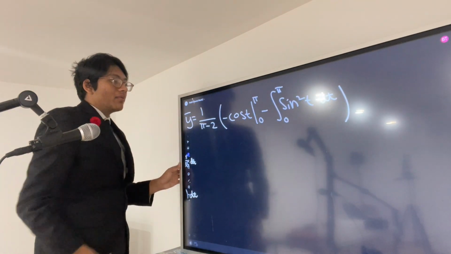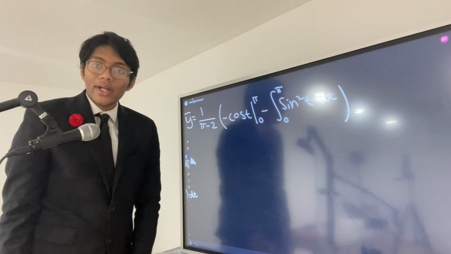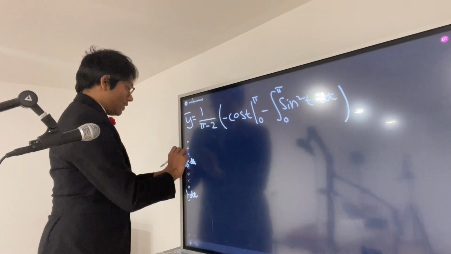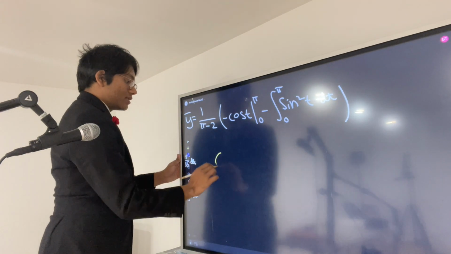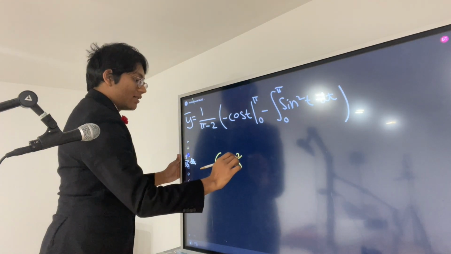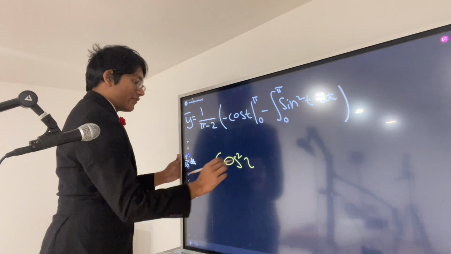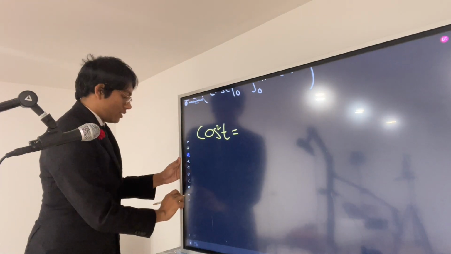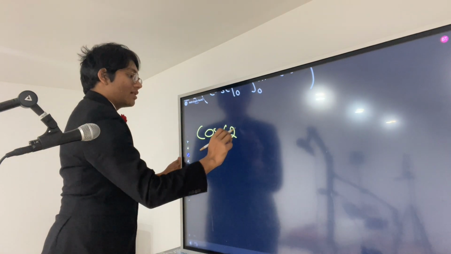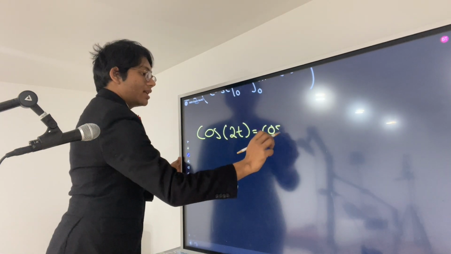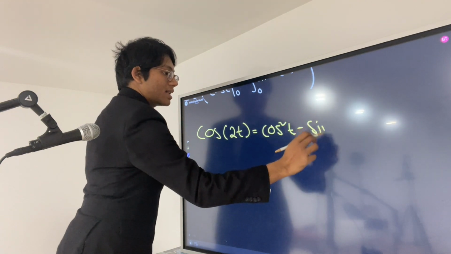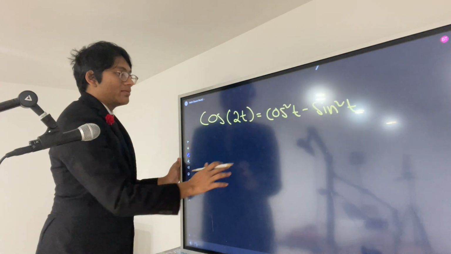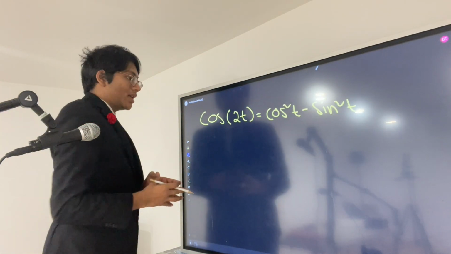All right. So how are we going to calculate the integral of a square of a trigonometric function? Well, here's the formula you've got to use. Remember that cosine of 2t is equal to cosine squared t minus sine squared t. Right? And you might ask, why? Why is it that way?